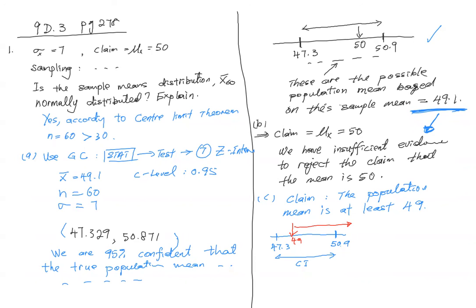Is there a chance? Yes, there's a chance. So if there is a chance, that means based on this confidence interval, do I have sufficient evidence to reject the claim? You definitely cannot.